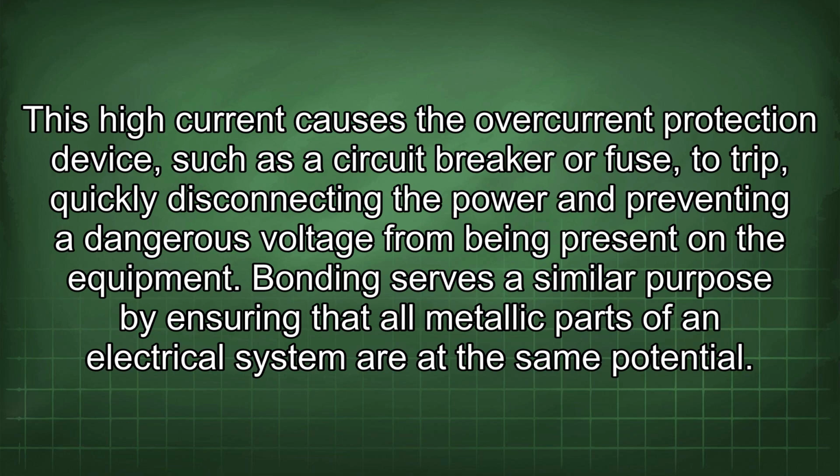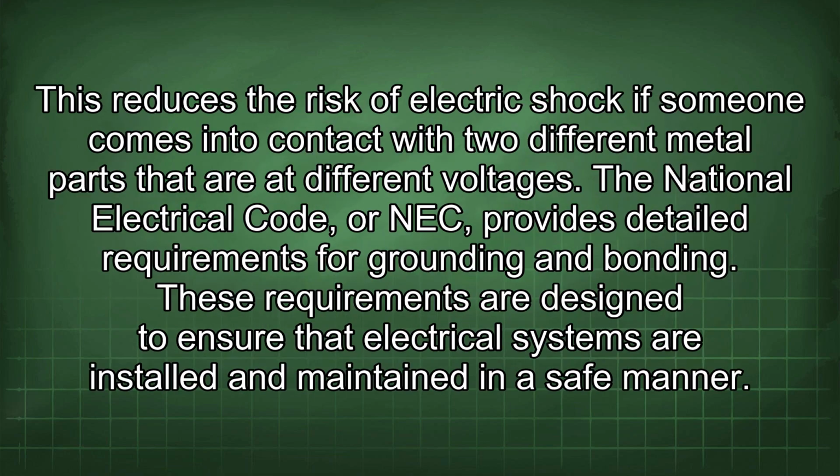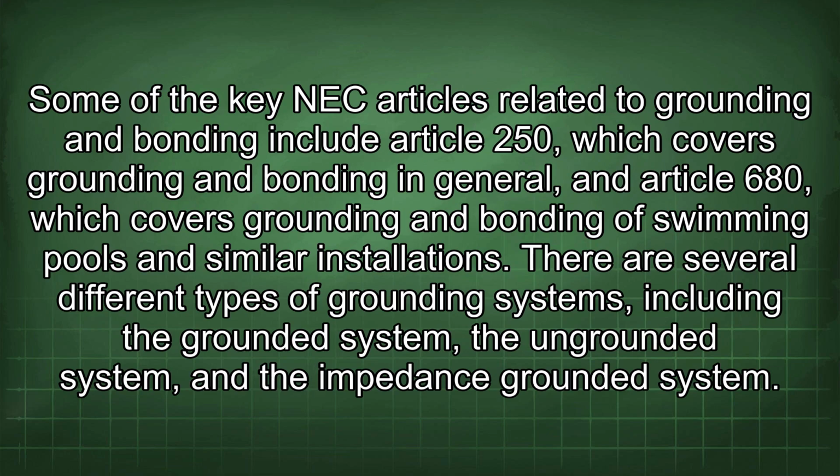Bonding serves a similar purpose by ensuring that all metallic parts of an electrical system are at the same potential. This reduces the risk of electric shock if someone comes into contact with two different metal parts that are at different voltages. The National Electrical Code, or NEC, provides detailed requirements for grounding and bonding. These requirements are designed to ensure that electrical systems are installed and maintained in a safe manner. Some of the key NEC articles related to grounding and bonding include Article 250, which covers grounding and bonding in general, and Article 680, which covers grounding and bonding of swimming pools and similar installations.